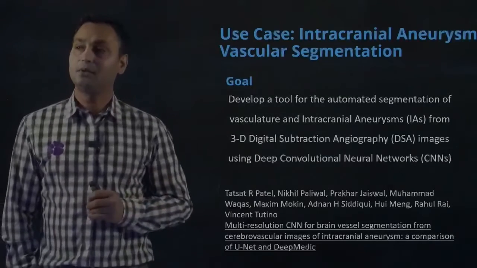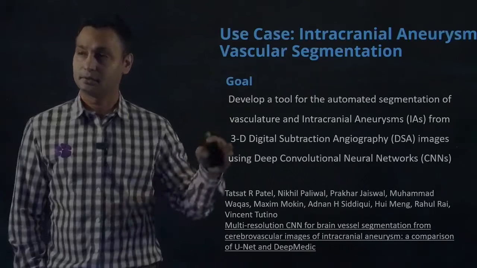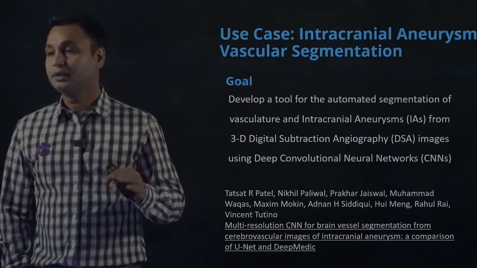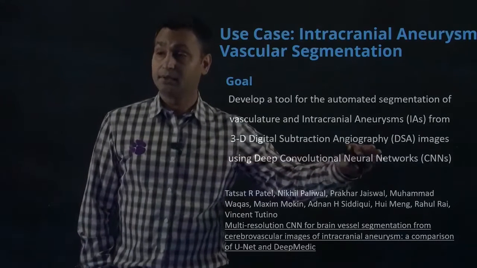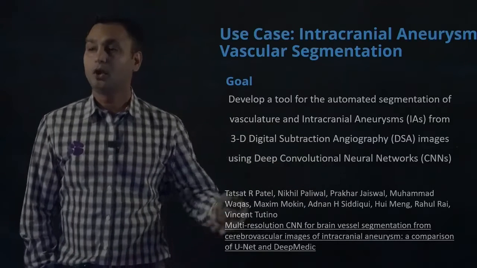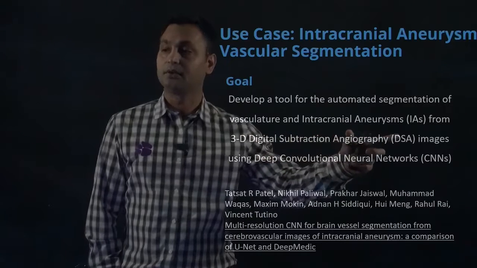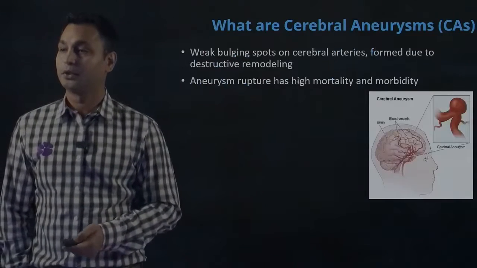So the problem that I worked on, where we used a deep CNN architecture, is essentially intracranial aneurysm. What we wanted to do is take the 3D BSA images and use a deep convolutional neural network to automatically segment the vasculature surrounding the aneurysm. So that's what we want to do. Let me explain this problem, what we worked on.